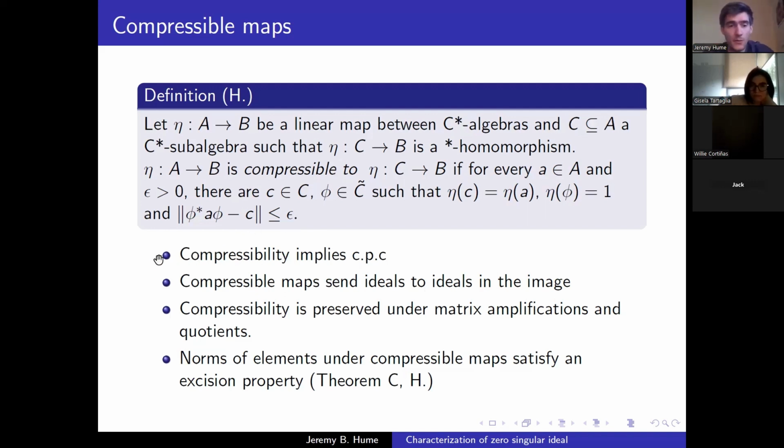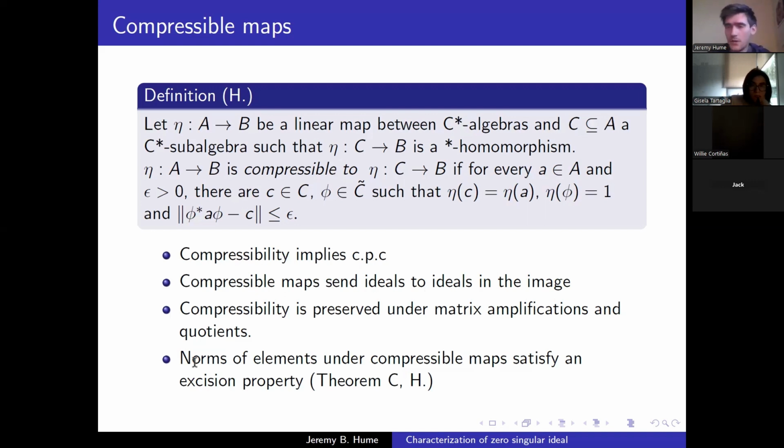And yeah, so what I show in my paper is that these maps have a lot of shared properties with star homomorphisms. Compressibility implies CPC, so they're all completely contracting and completely positive. They send ideals in the C-star algebra to ideals in the image. The property of compressibility is preserved under matrix amplifications and quotients, and norms of elements under compressible maps satisfy an excision property.